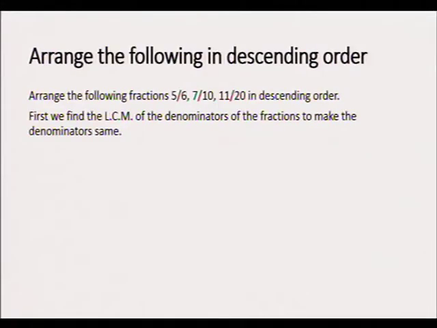So let's look at these fractions. How do we do it? Here we have 5 over 6, 7 over 10, 11 over 20 in a descending order. First, we find the lowest common denominator of the denominators of the fractions to make the denominators the same. That's the easiest way to do it.